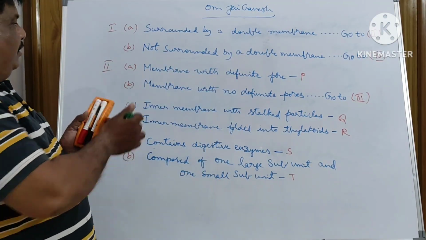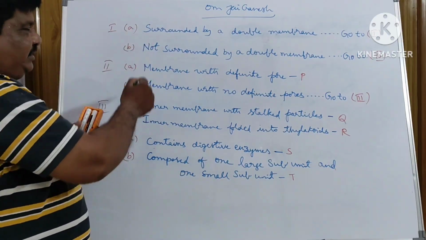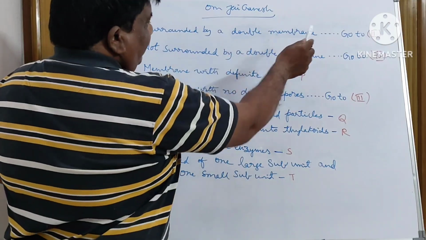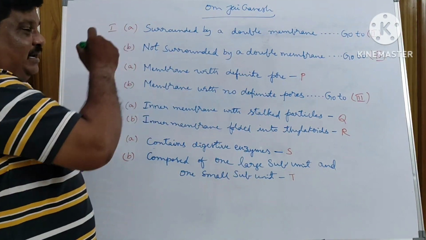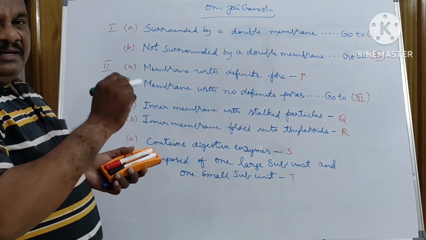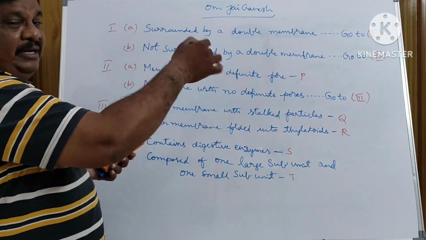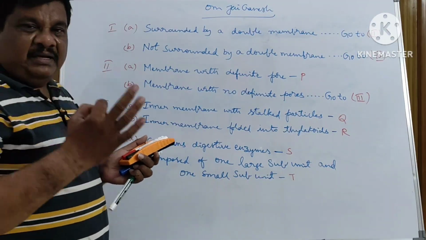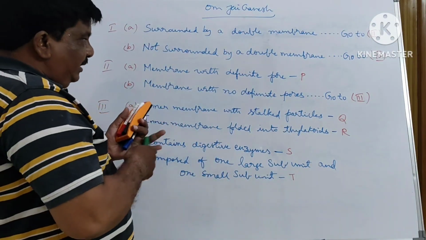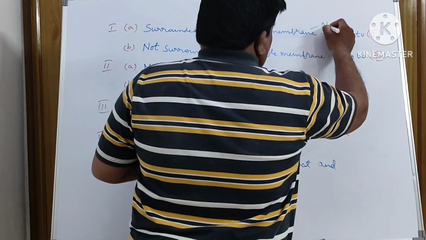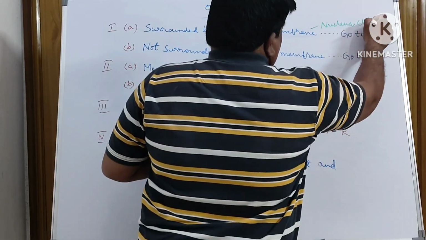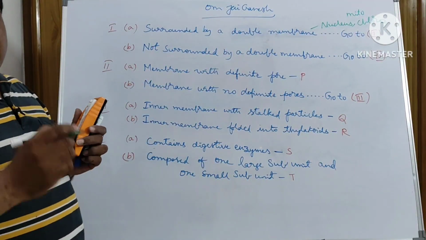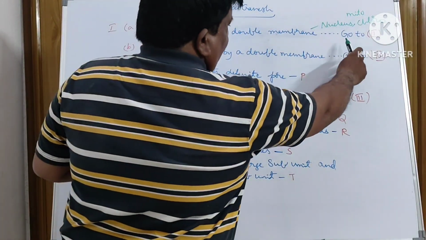In this first statement, again two statements are there, A and B. What is given here? First statement, surrounded by double membrane. It is a cell organelle. Cell organelle surrounded by double membrane. Which cell organelles are surrounded by double membrane? There are 3 cell organelles, mainly nucleus, chloroplast and mitochondria. These three are surrounded by double membrane. Then what he said, go to 2.